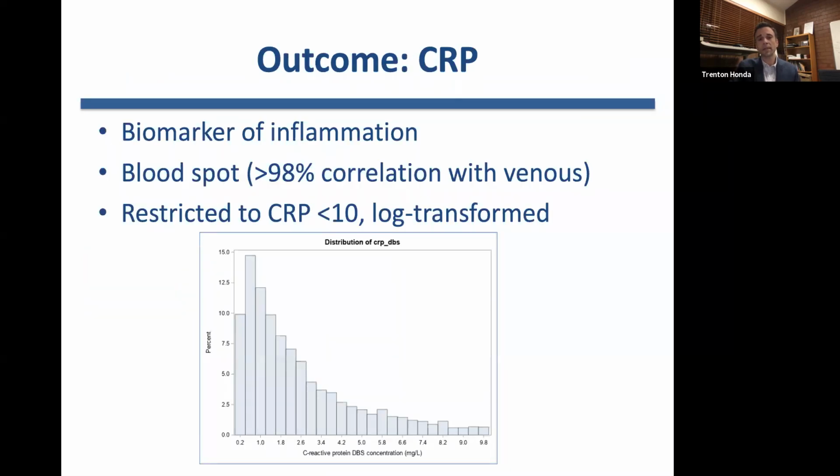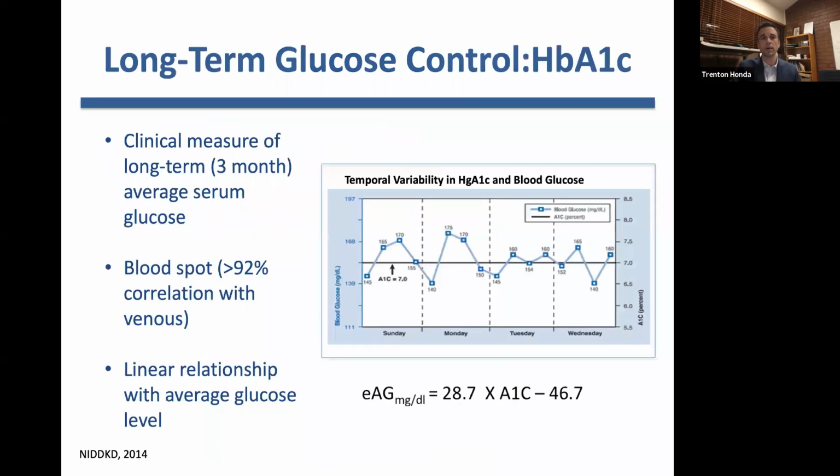So in order to look at these, we identified a few biomarker outcomes, specifically looking at CRP, which is a well-studied biomarker of inflammation. And we used blood spots in our study, which have been shown to be greater than 98% correlated with venous sampling. And then consistent with previous literature, we restricted the CRP measurements to those that were less than 10, so that we were excluding people who had acute inflammatory infections or diseases. And then because of the distribution of the outcome, it was log transformed before we modeled it.